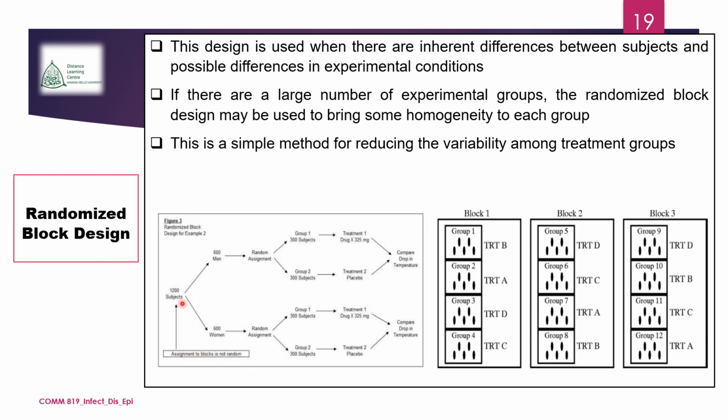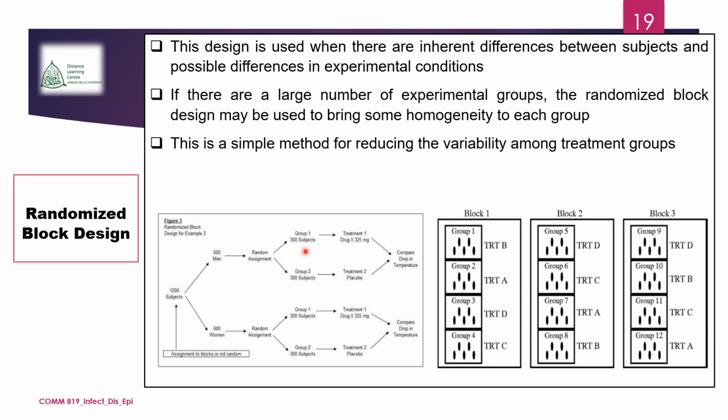You make the arrangement. This is your sampling population. Maybe you have 1,200 people, and you decide to split them into 2 groups, 600 men, 600 women. Then you randomly assign them into 2 subgroups. Under group 1 you have 300 men, group 2 another 300. Then for the female you also subdivide them into 2 groups of 300 each.